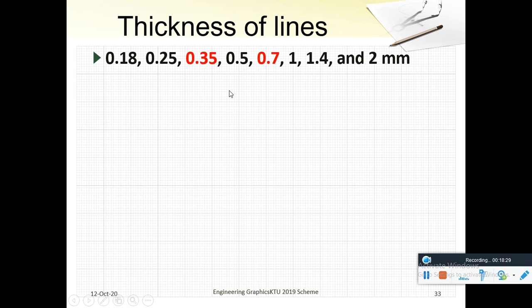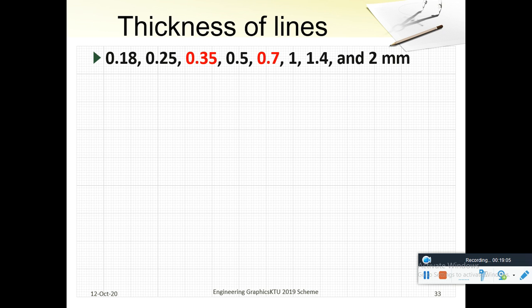For drawing an object, the basic principle is the thick line and thin line. In this case, 0.7 is used for thick line and 0.35 for thin line. So thick to thin is half size, or thin to thick is double size. If you are using 1 millimeter thickness for thin lines, the thick line should be 2 millimeter.